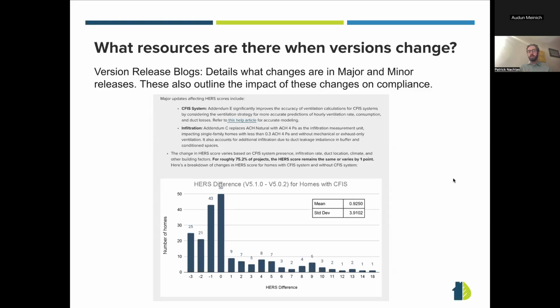So these are resources that exist, and we publish them before these versions leave beta, so they're available. Obviously, every project is different, and these are large trends. We're happy to dig into one specific project and try to help answer any questions you have about that project. But this is a really good resource. They're available on our website, ekotrope.com. You can find our blogs there.